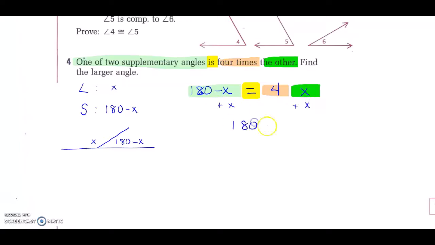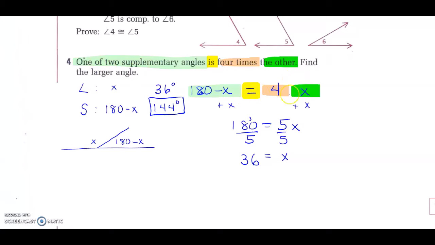Now you add x to both sides. Now we get 180 equals 5x. Divide both sides by 5. 5 goes into 18 3 times, with 3 left over. 5 goes into 30 6 times. Find the larger of the two angles. So x is 36, which would make the supplement 144. That's the larger of those two angles.